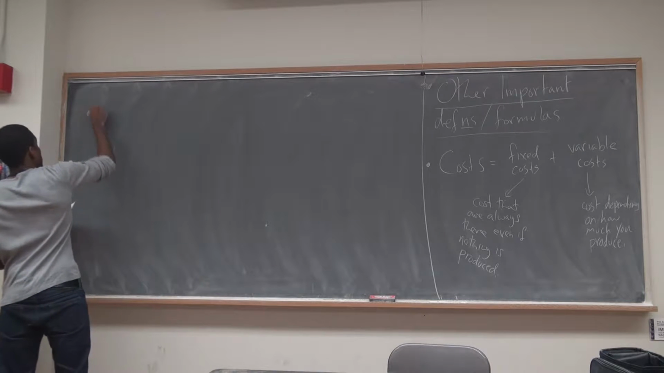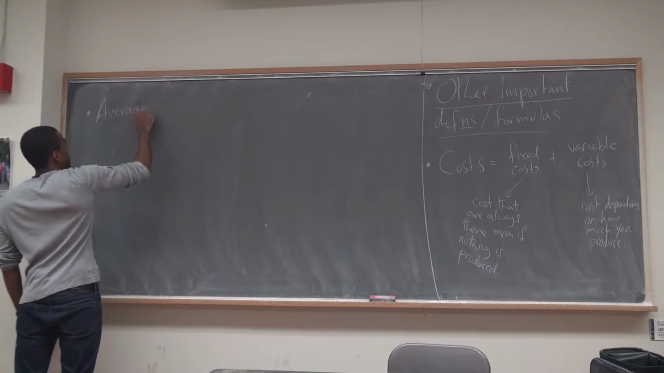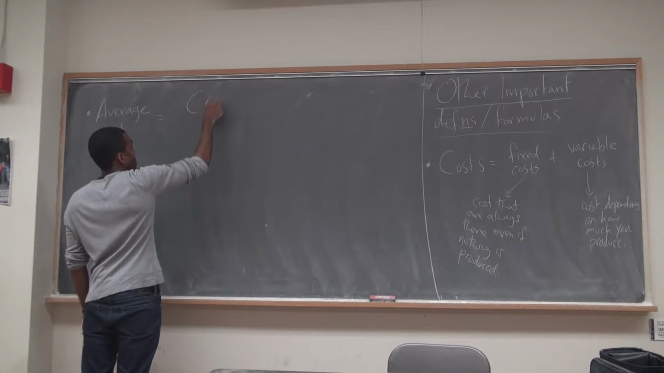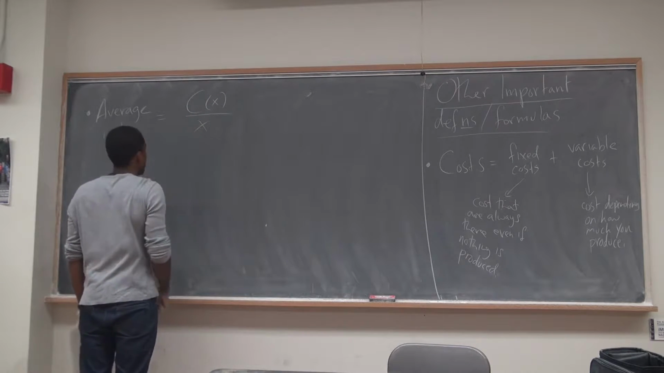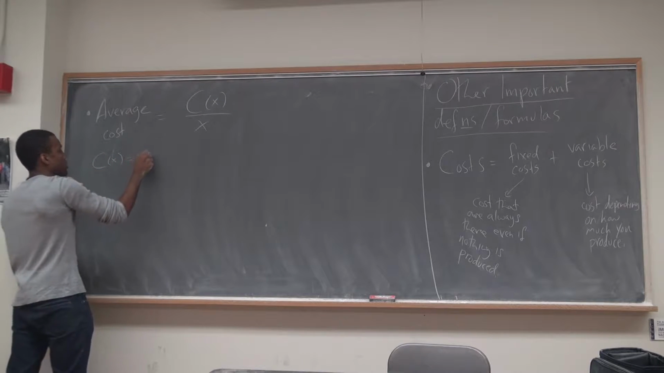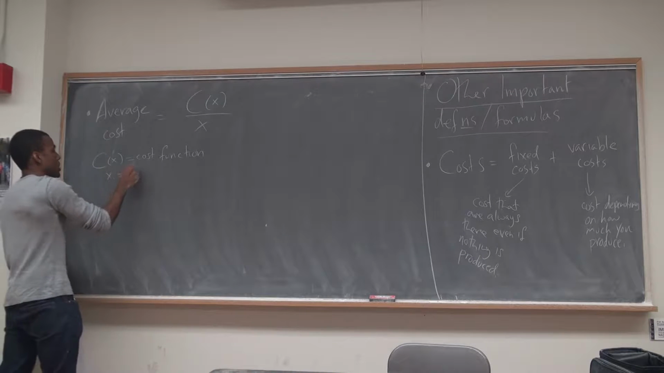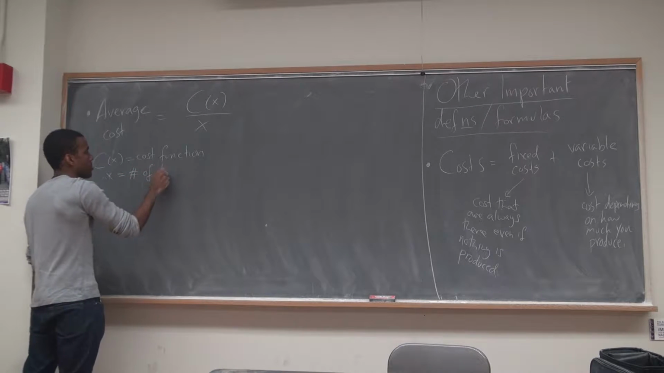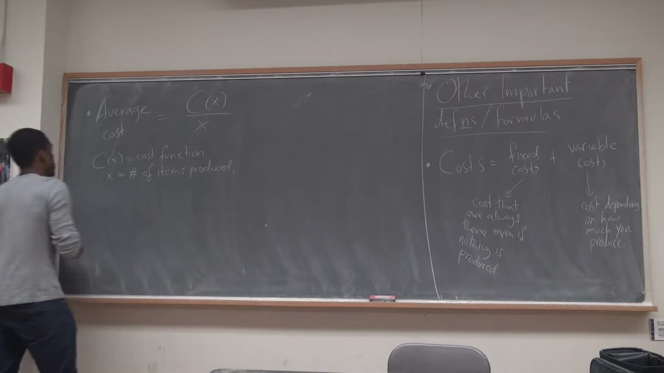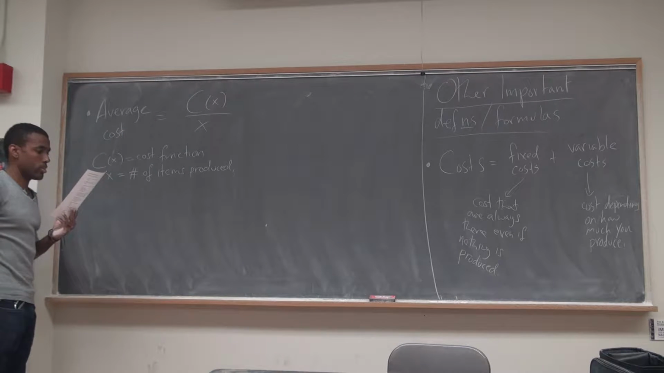There's what's called the average cost, which is just the mean average as you might think. It's going to be the cost function over the number of items sold. C of x equals the cost function, and x is the number of items. So there's the idea of average cost. Just take the cost over the number of items produced. That gives you the average cost.